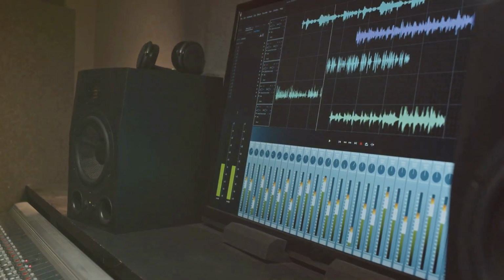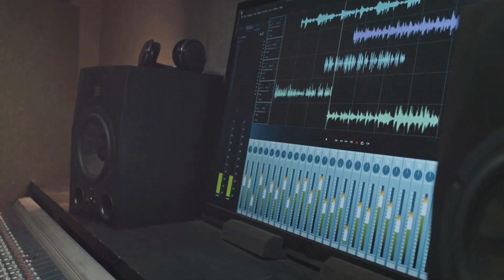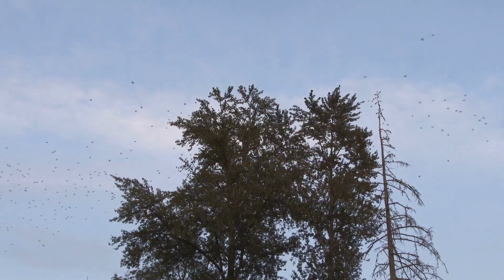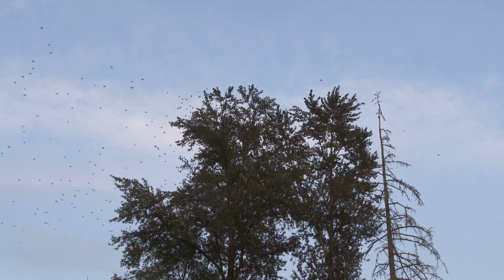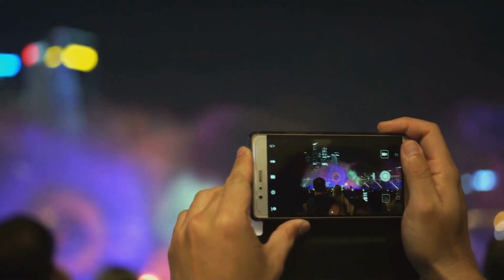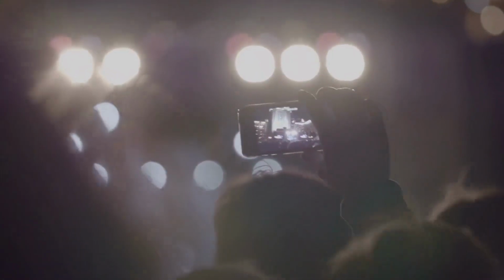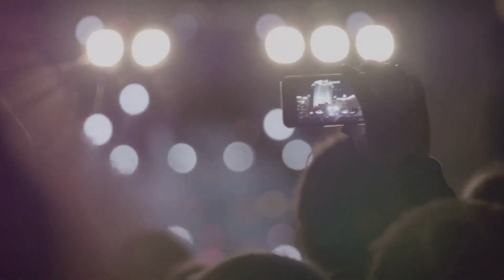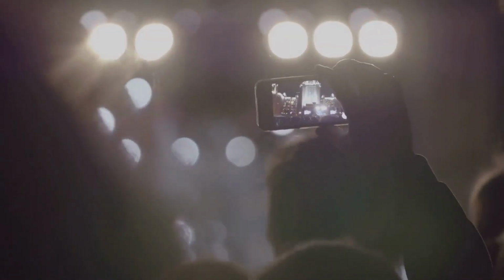We live in a world saturated with sound. From the chirping of birds to the roar of a crowd, our ears are constantly picking up vibrations in the air. But how do we capture these fleeting moments of sound and turn them into something we can store, share, and listen to on demand?